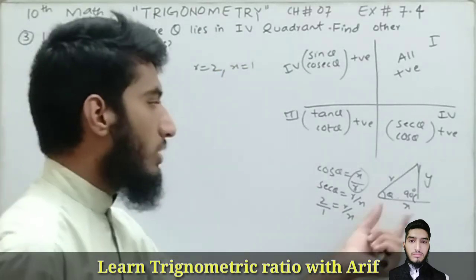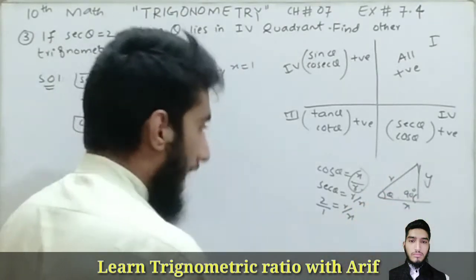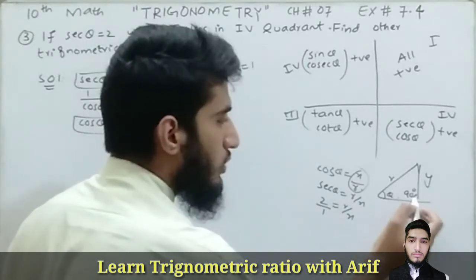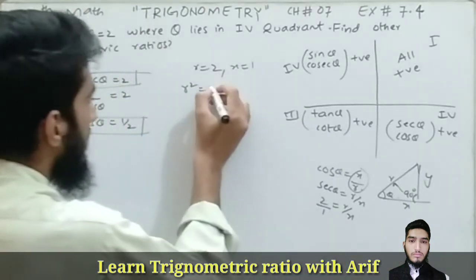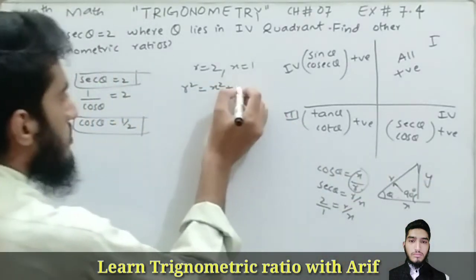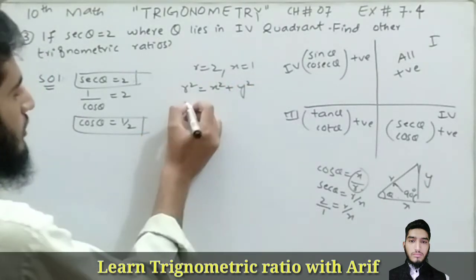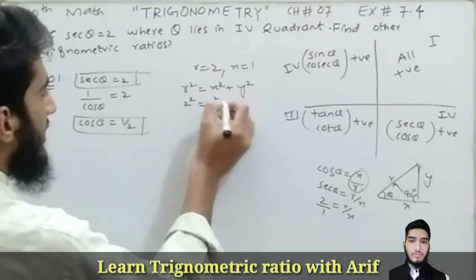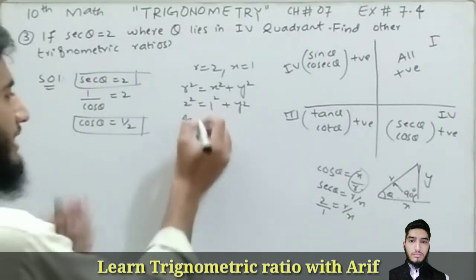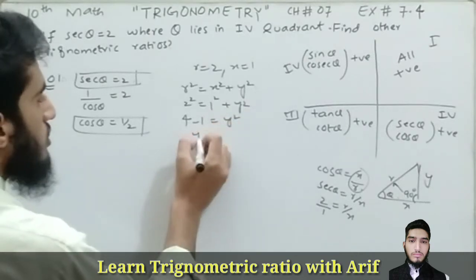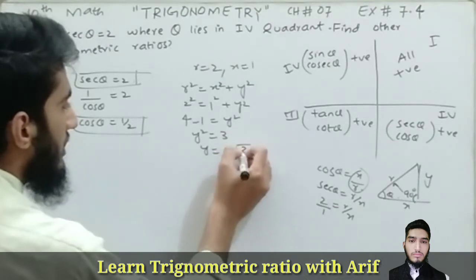Now you know that we apply the Pythagoras theorem in a right angle triangle, which tells that the square of the hypotenuse, the hypotenuse being the side opposite to the angle 90, is equal to the base square plus the perpendicular square. Base is x, perpendicular is y. So using this Pythagoras theorem, we will find the value of y. Our r is 2, so 2 square is equal to x, which is 1, so 1 square plus y square. 2 square gives us 4, 1 square gives us 1, so shifting it to the left hand side, it becomes negative 1, equal to y square. So our y square will be 4 minus 1, which gives us 3. So our y will be plus minus under root of 3.